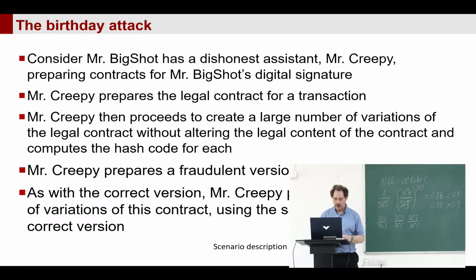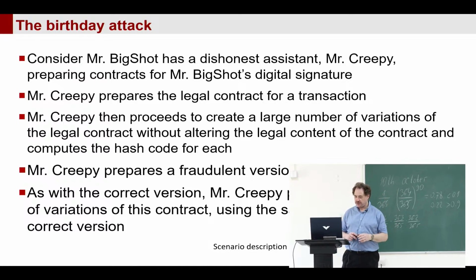Then Mr. Creepy would give all the collection of contracts to Mr. Big Shot for digital signature, and Mr. Big Shot would sign all those contracts. Now, Mr. Creepy has all those signed contracts in his possession. Mr. Creepy also prepares a fraudulent version of the contract, and as with the correct version, Mr. Creepy prepares a large number of variations of the fraudulent version of the contract. The fraudulent contract would be exploiting something or doing something illegal.